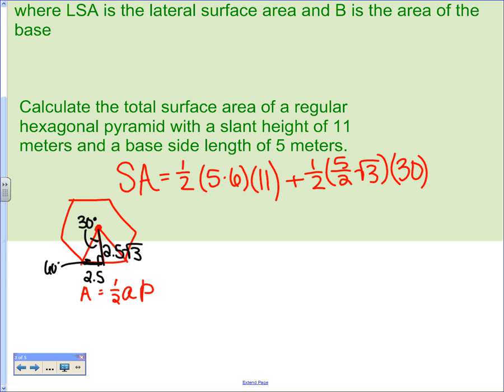You see how that works? Okay, so half of 30 is 15 times that is 165. Five over 4 times 30. But that reduces to 75 over 2.